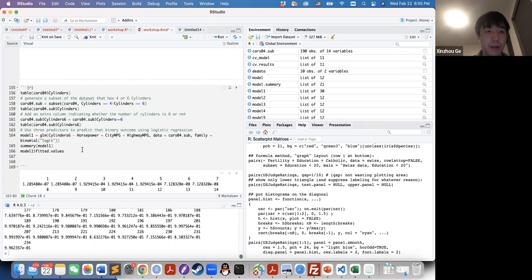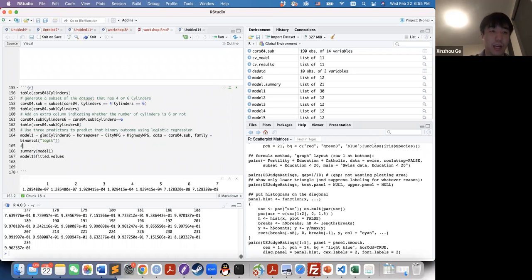And finally, we can look at the coefficients and their p-values. This will be the whole procedure for the logistic regression.